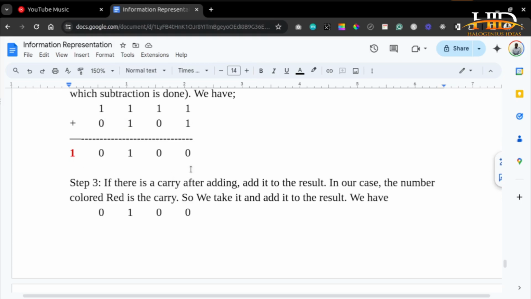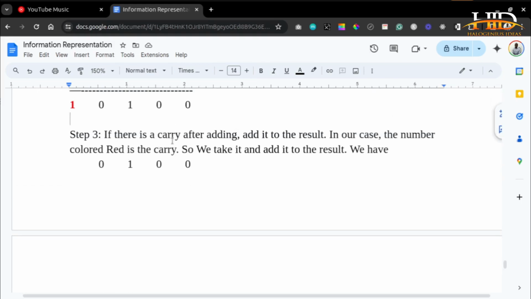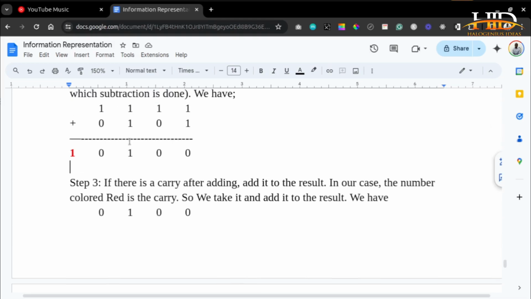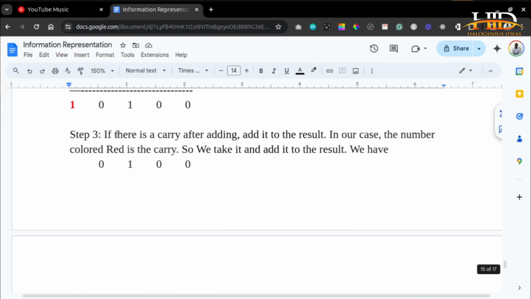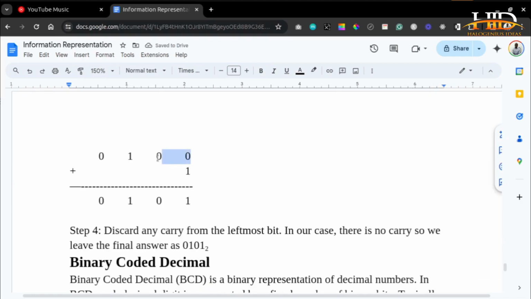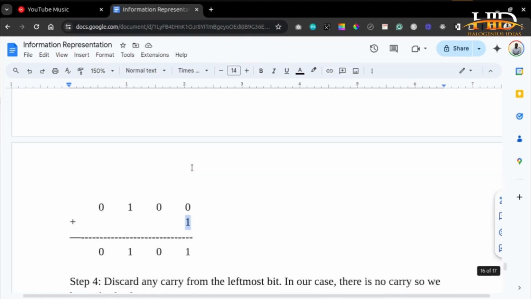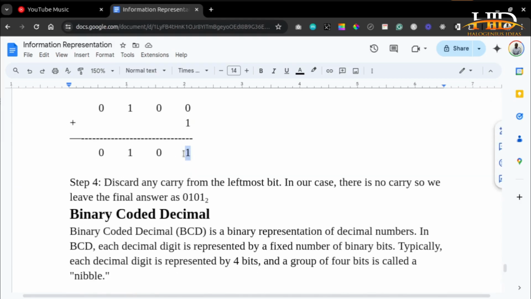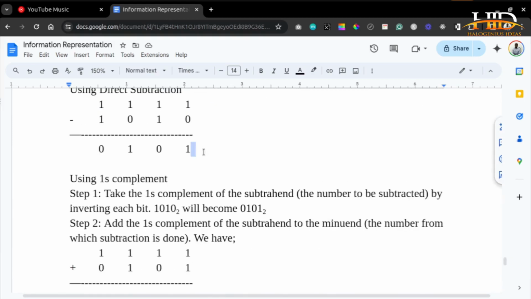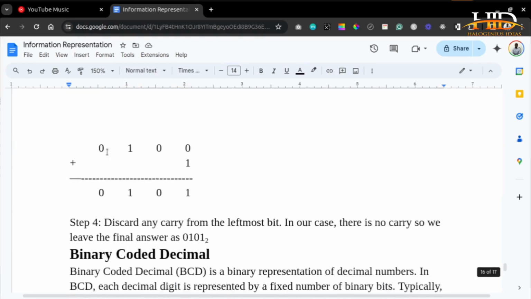Okay, then you add it to the result. So if there is a carry after adding, add it to the result. In our case, the number colored red is the carry, which is this one. So we take it and add it to the result. Taking it and adding it to the result, we are going to be having this. Don't forget, this is the result that we are having initially. We add our carry and we are going to be having 1 plus 0 will give me 1. Then we bring down the remaining ones. And if you check it very well, this is the same thing as using the direct substitution.